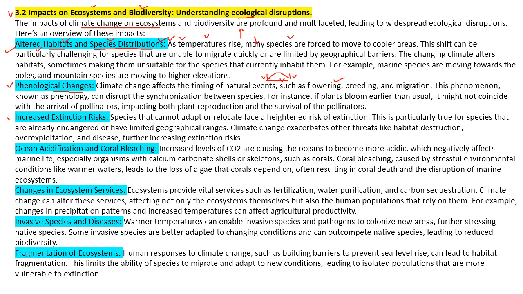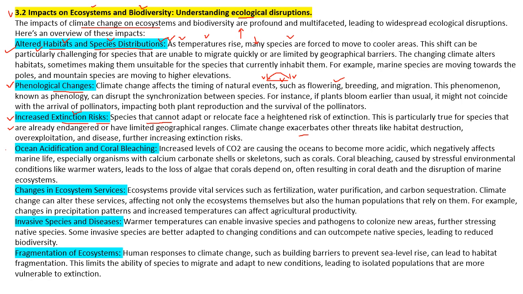The third is the extinction rate is increasing. We know there are some species which were there earlier, which are not found now, that have gone extinct. But this is a very slow process. But due to climate change, this process is fast. So the extinction rate of the species is increasing due to climate change.